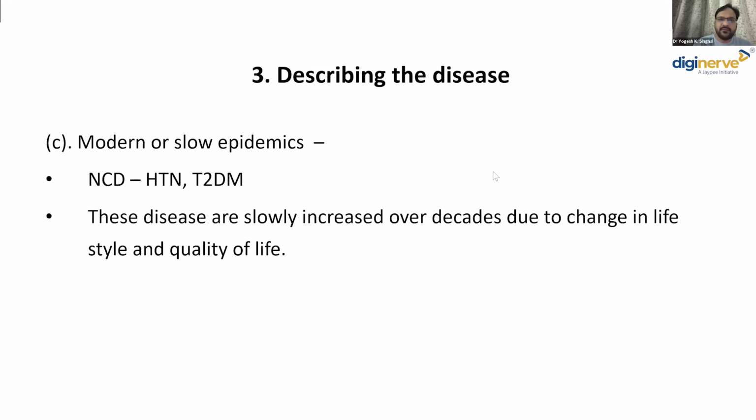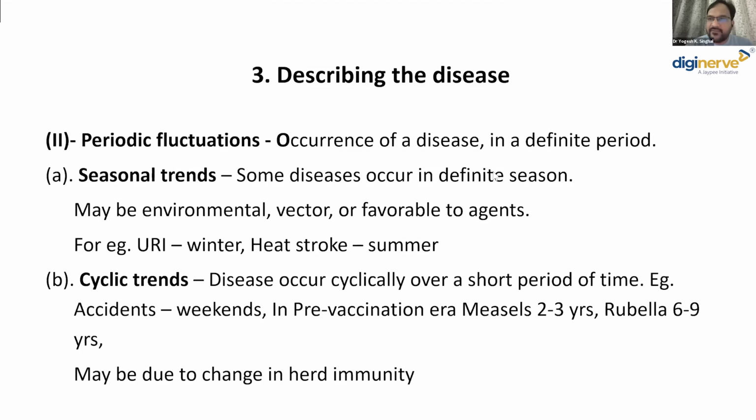Okay. Now, what about the periodic fluctuation? It was the short-term fluctuation, now periodic fluctuation. Periodic means there should be a period. So when there is an occurrence of disease, it is defined by a period. Suppose seasonal trend. Seasonal trend depends upon the season. Some diseases come in a particular season. Okay. How can we say that in summer we have growth of mosquitoes.